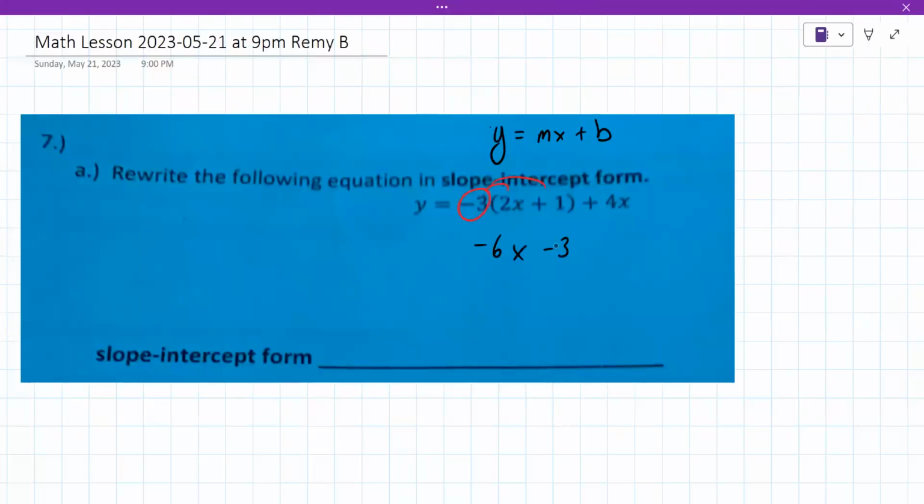-6x minus 3. Drop the parentheses, 4x. Okay, now do you see that there are two x terms that you can combine? Yeah, -6x and 4x. Okay. What do they combine to? Like if you added them together, -6x plus 4x.